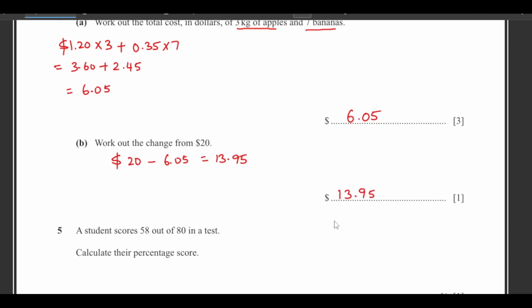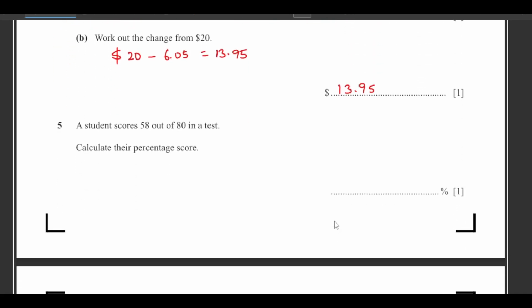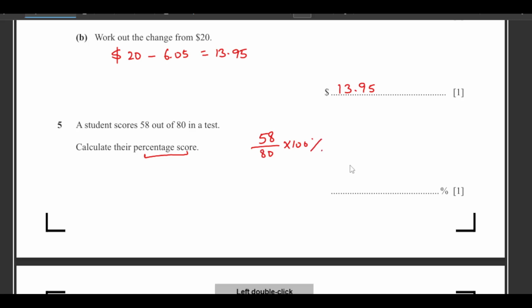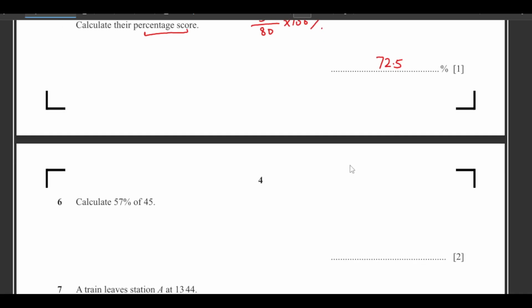Okay. Now number 5, a student scores 58 out of 80 in a test. Calculate their percentage score. So percentage score is always out of 100. So 58 out of 80 then times 100. This will give us the percentage. So when you calculate, it is 72.5. As this is a calculator paper and these are 1 mark questions, you directly do it with your calculator.